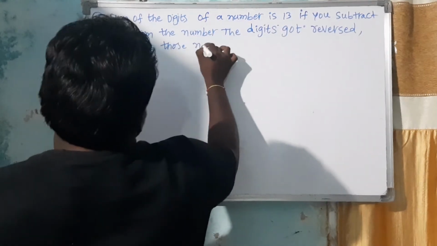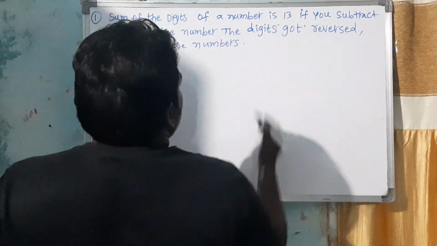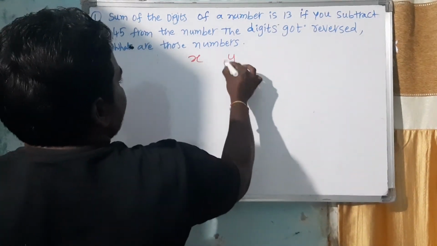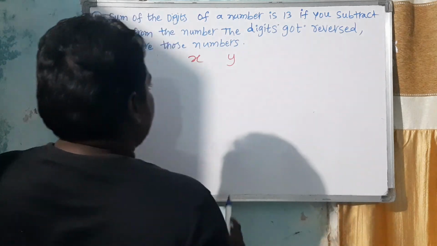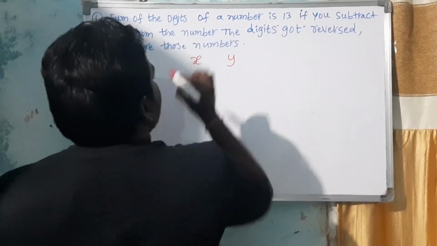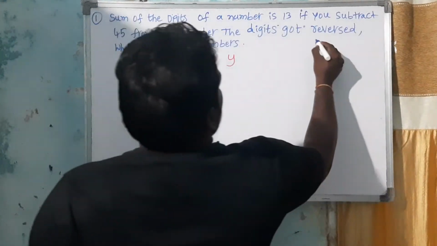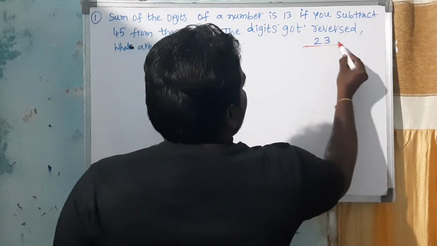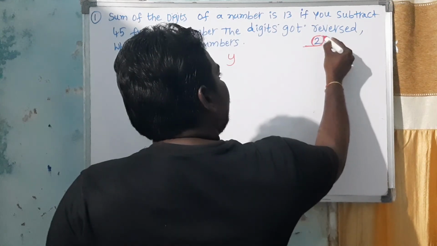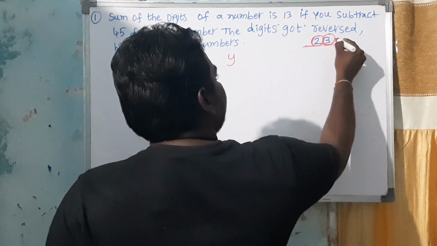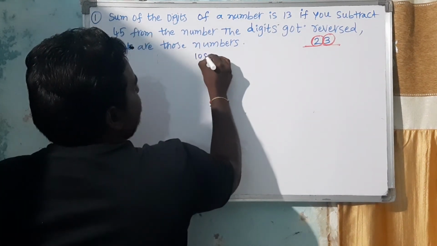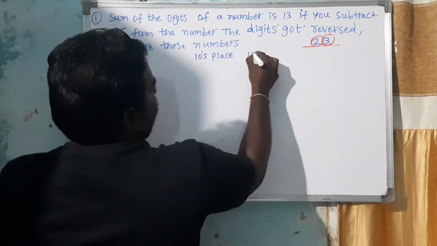2 numbers, right? So 2 numbers means 2 variables. We have to take 2 numbers. Let me take those numbers as x comma y. If you take some number like 23, how to write this in terms of number? We have to write like this. This is called the tens place, and this is called the units place.